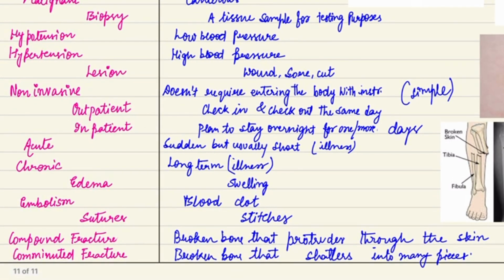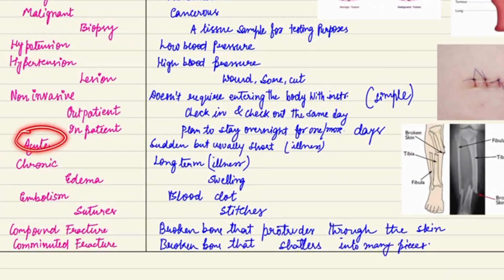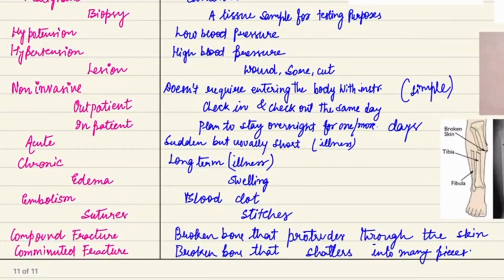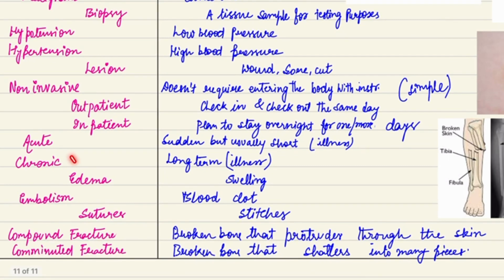Okay, perfect. Now we have acute. The word acute means sudden, something which arises suddenly in the body, and it is usually for a short period of time. So acute illness is very common. Now we have chronic. These two, acute and chronic, are opposites. Those which happen suddenly and stay short are called acute, but those diseases or illnesses which have been prevailing in the body since long are termed chronic.